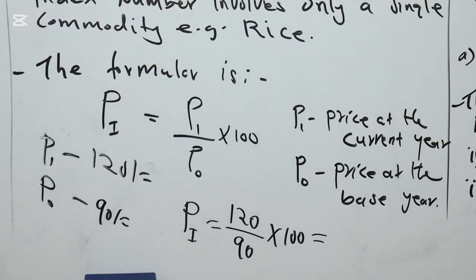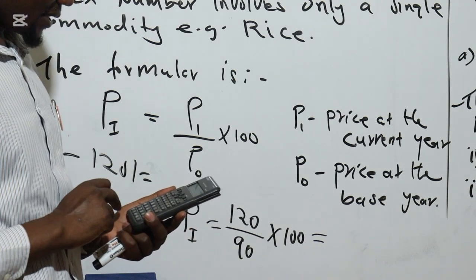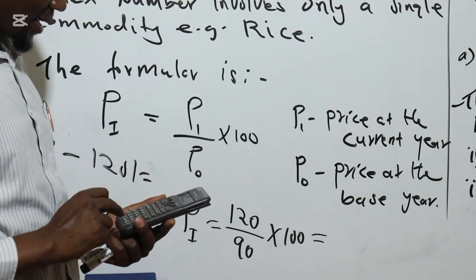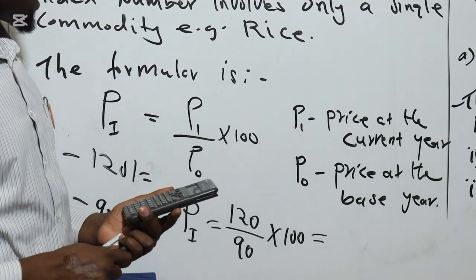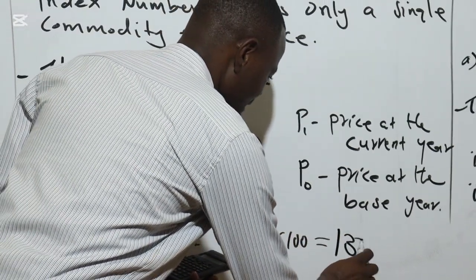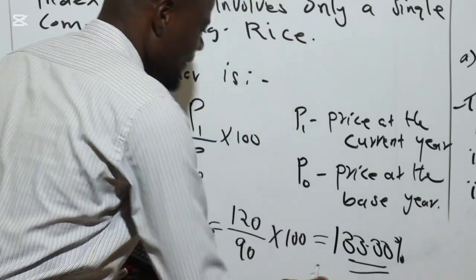So what will this one give us? Let's use our calculator. When I take 120, I divide by 90, then I multiply by 100, I'm having 133.33%. So what is the meaning of this?